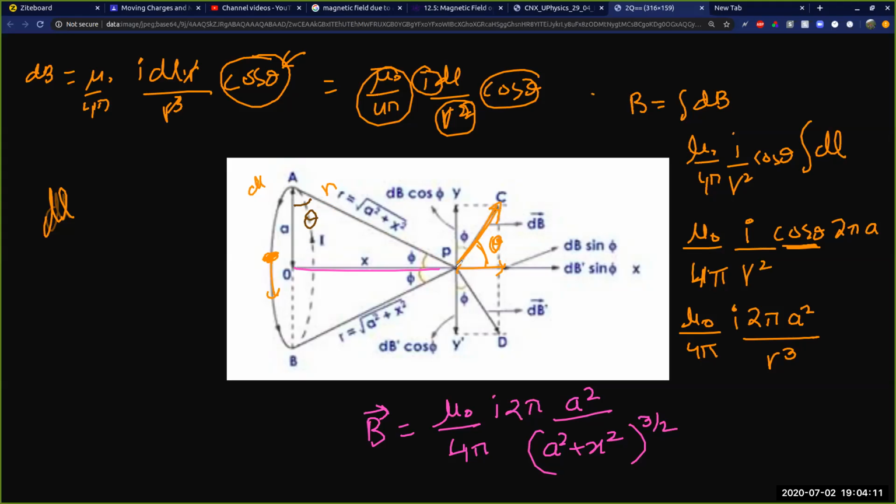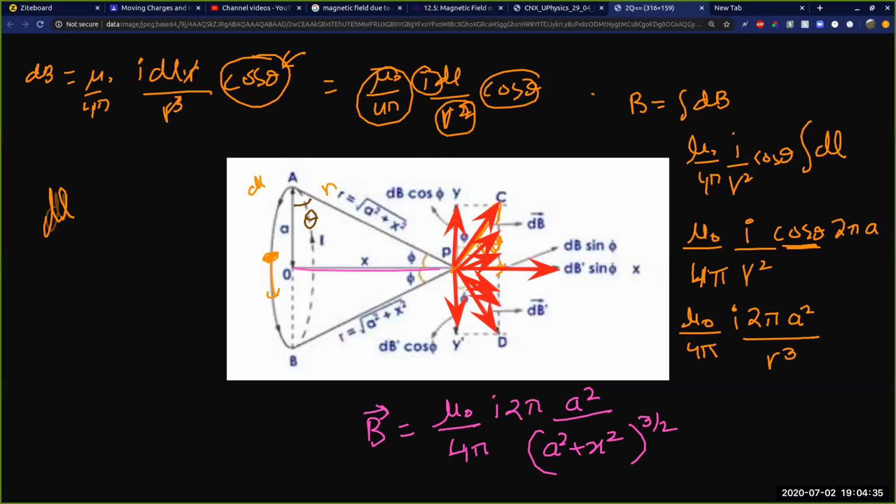See, at this point, all the dB vectors look like this. They are forming a 3D cone sort of thing. And only their cos theta components add up, while their sin theta components cancel. So that's why this cos theta is here.